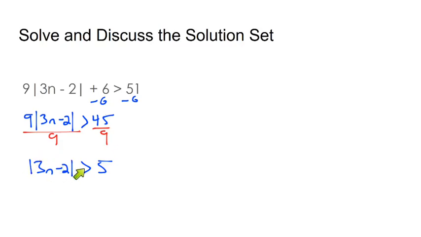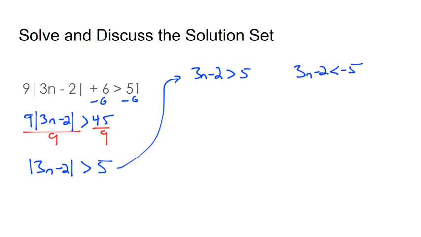And so now, what we learned in the previous videos, that means that this value right here has a distance from 0 that is greater than 5. That would mean we have two different scenarios. 3n minus 2 might be greater than 5 itself, but it also might be less than negative 5. Like I said in that previous video, go back and watch it if you need to. We represented that on a number line to show why that's the case.